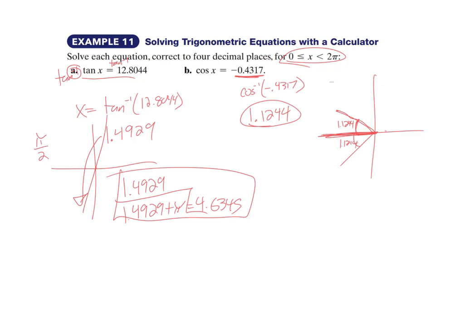Okay, because cosine is negative, we know that it has to be in the second and third quadrants. Because tangent was positive over here, I knew that was the first and the third quadrant. So I have pi minus 1.1244 and pi plus 1.1244. And that will give us approximately 2.0172 and approximately 4.2660.